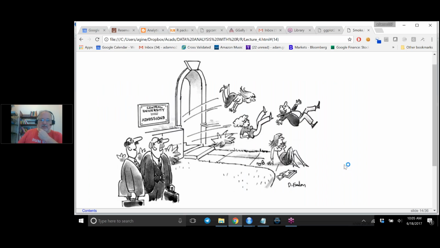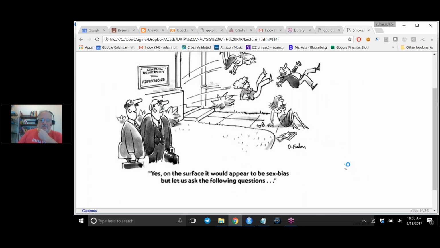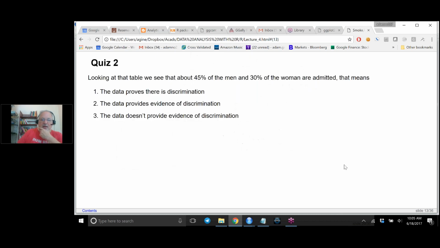Well, the first thing is I like this cartoon, which is pretty much a standard cartoon on this topic. Yes, on the surface it appears to be sex bias, but let us ask the following questions. So the data doesn't prove there is discrimination. It seems to show that there's a connection between being a man and getting admitted.